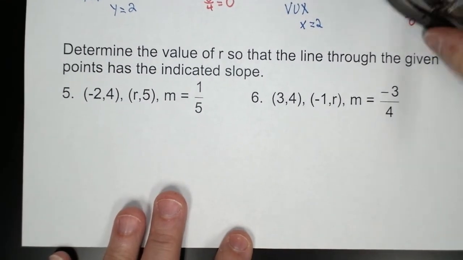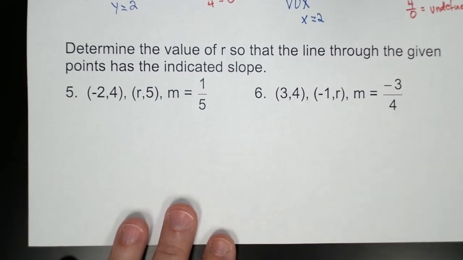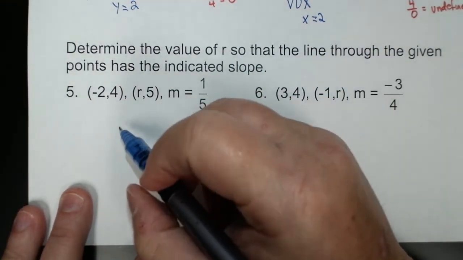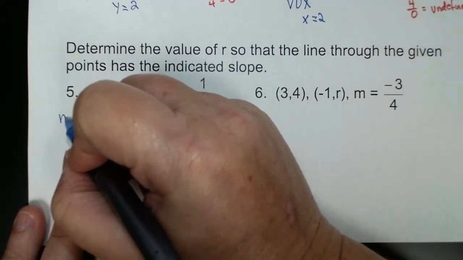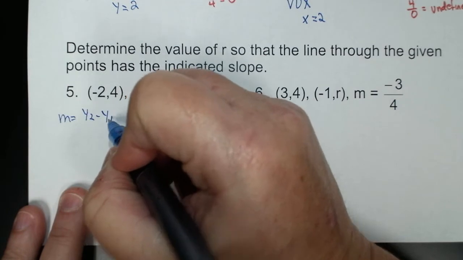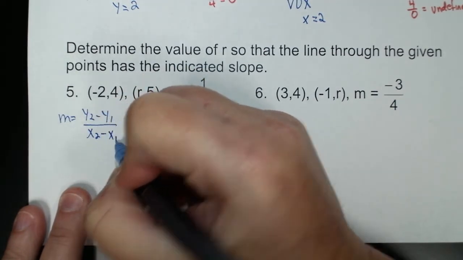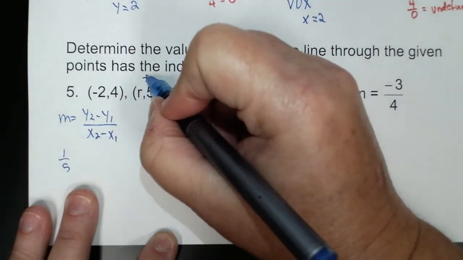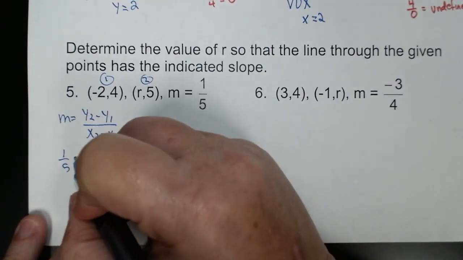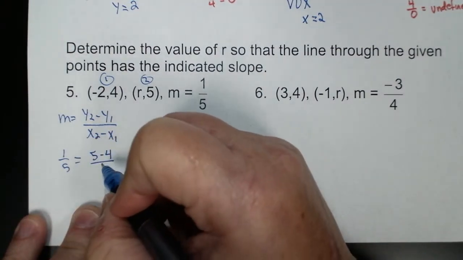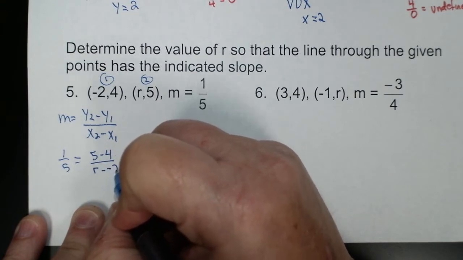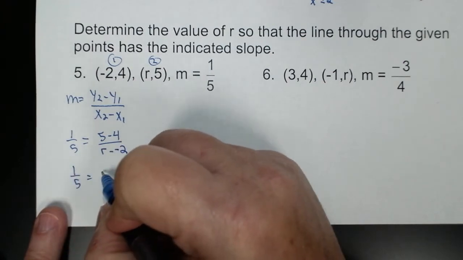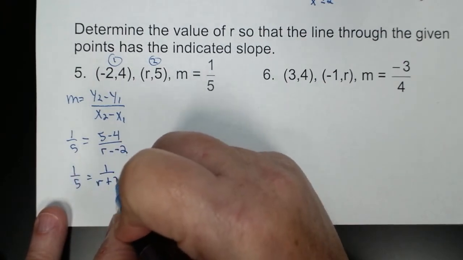Now, these are determine the value of r so that the line has the indicated slope. So what I'm going to do is m equals y2 minus y1 over x2 minus x1, and I have my m, 1/5, there's my 2's, there's my 1's, equals 5 minus 4 over r minus a negative 2, which is 1/5 equals 1 over r plus 2.